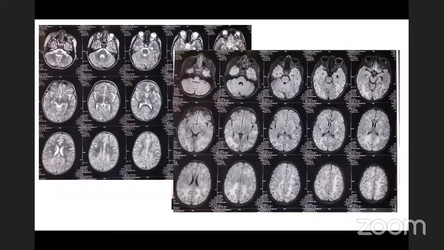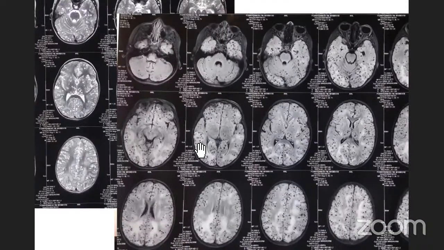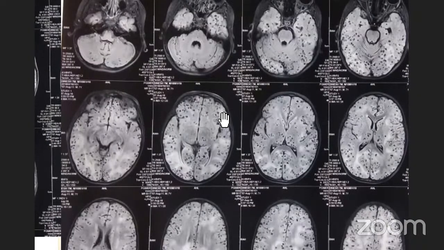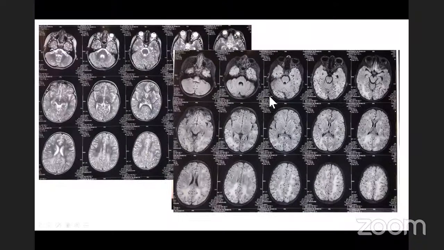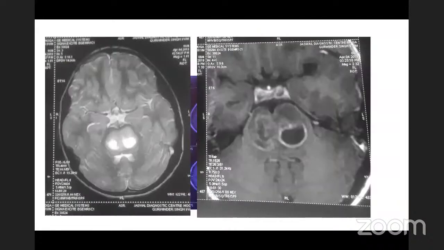And this is just another picture to give you the effect of a starry sky appearance. And this is a T2 FLAIR showing multiple lesions. If you can zoom, you can appreciate that there are some scolex, which is also appreciated in this. So this is a case of multiple disseminated NCC, which we had in our clinical practice.